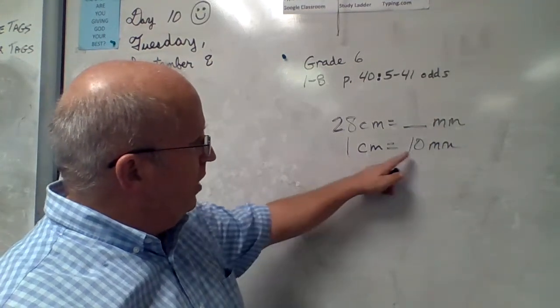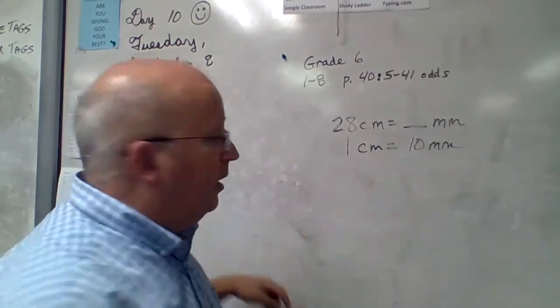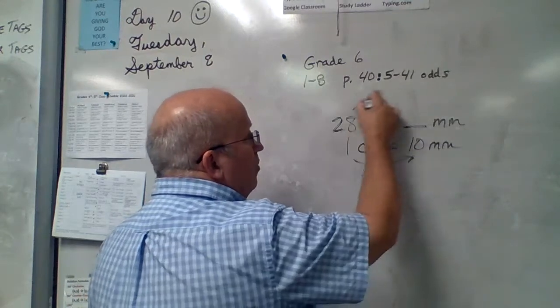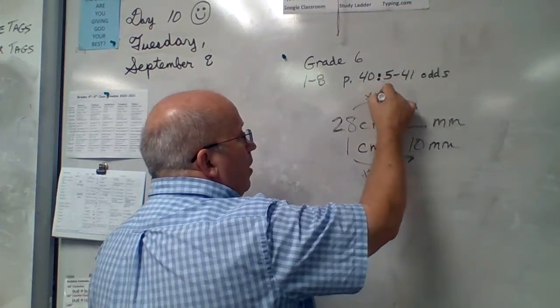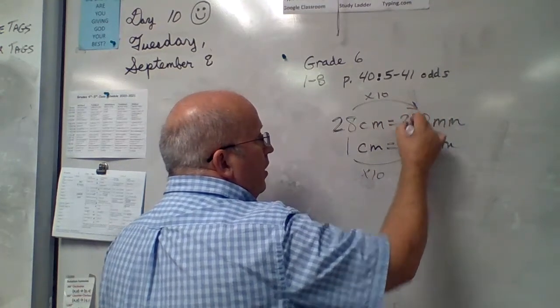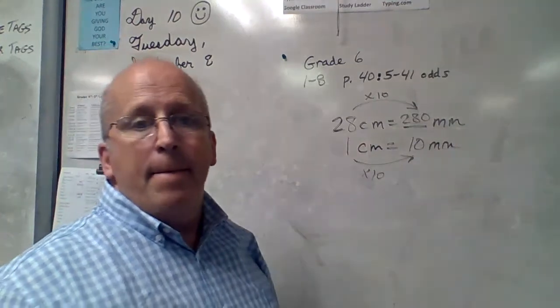So what's going on here? How are we getting from here to here? I'm multiplying by 10, right? Multiplying by 10. And what I do down here, I'm going to borrow that and use it in this relationship. I'm going to multiply by 10, and the answer is 280. So 28 centimeters is 280 millimeters.